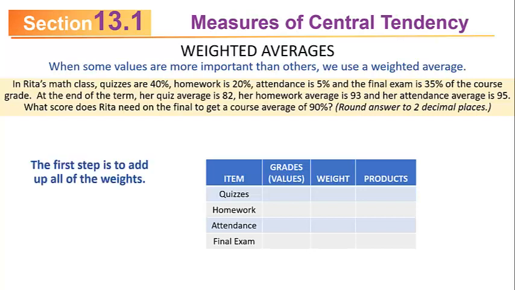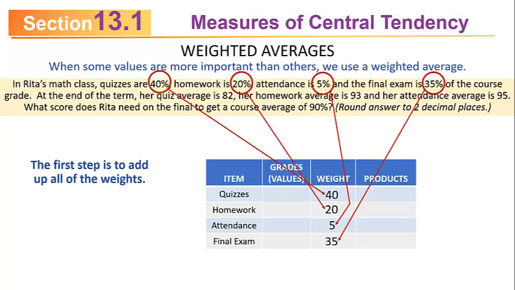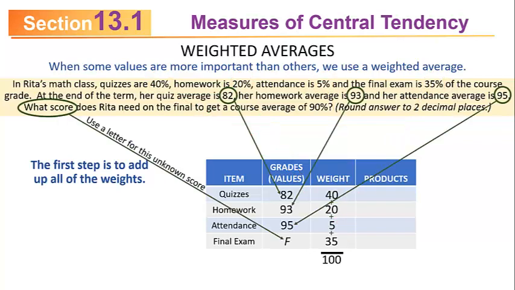In any case, the first step is to add up all the weights. So I'll put those weights into the weight column: 40% quizzes, 20% homework, 5% attendance, 35% final exam, and then add the weights. You always sum the weights. It turns out that these weights add up to 100, and that makes sense in this context because that's 100% of your grade.